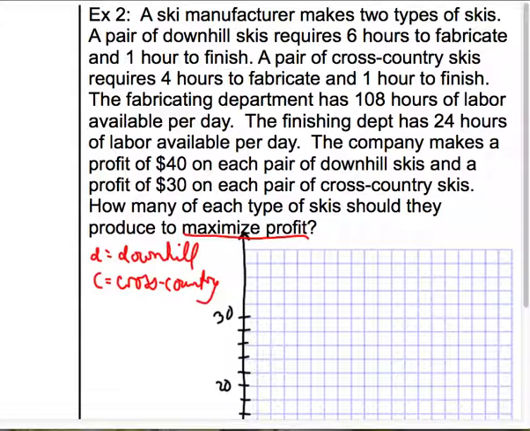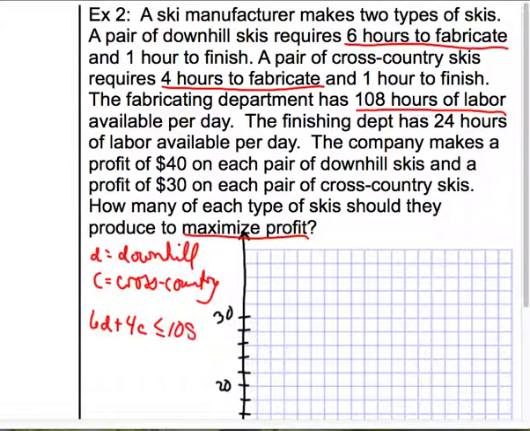All right, so let's take a look. We've got 6 hours to fabricate downhill, 4 hours to fabricate cross-country, and 108 hours of labor to fabricate. So those three pieces of information are going to combine to give me my first inequality. And we have at most 108 hours of labor. We cannot take any more than 108 hours to fabricate the skis that we need.